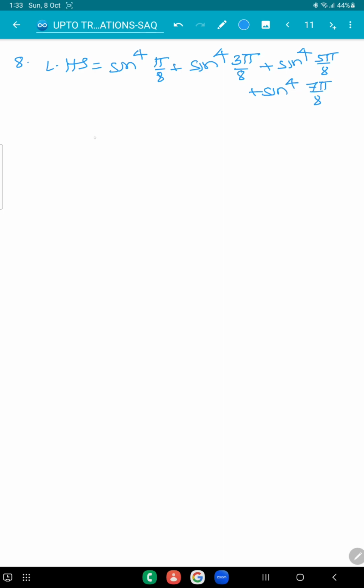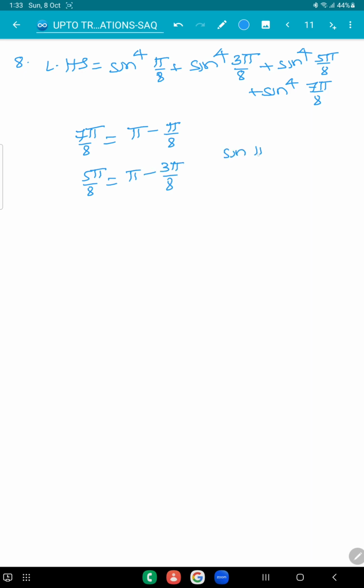Eighth question. Next question is very important. Let us consider LHS. Sin power 4 pi by 8 plus sine power 4 3 pi by 8 plus sine power 4 5 pi by 8 plus sine power 4 7 pi by 8. Here we have to consider 7 pi by 8. 7 pi by 8 can be written as pi minus pi by 8. 5 pi by 8 can be written as pi minus 3 pi by 8.